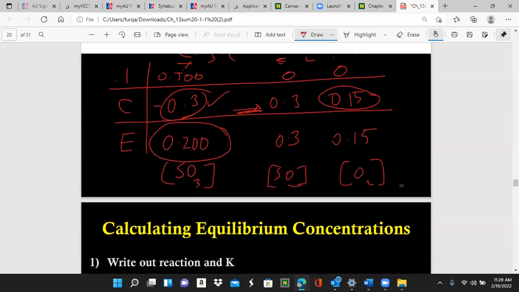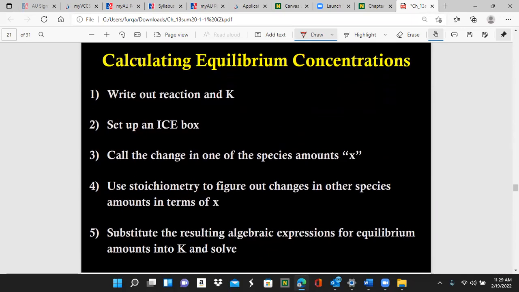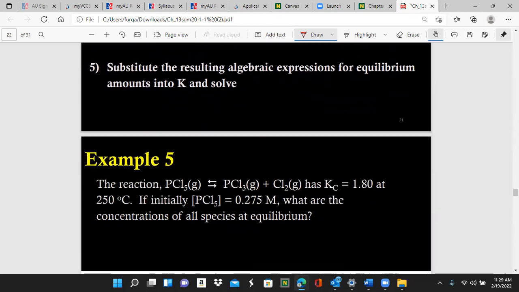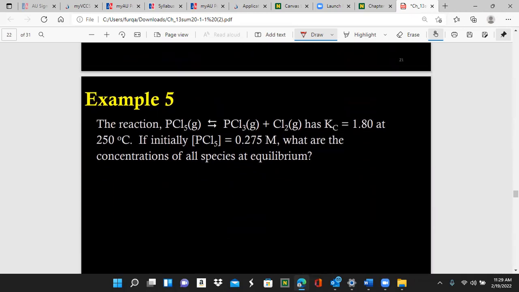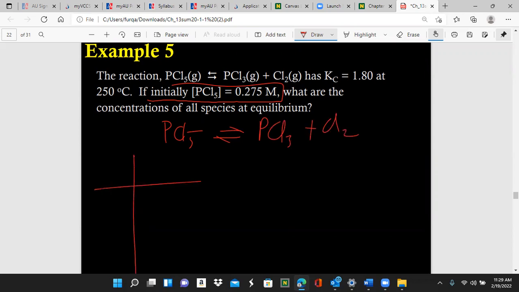Otherwise, there's a situation where none of the equilibrium concentrations are given to you. Then you will again go through the equilibrium charts, like the example here. Here it tells you that the initial concentration of PCl5 is given, but there is no equilibrium concentration given to you. So you have to go through the same stuff, the ICE chart. When I do the ICE chart for PCl5, and then PCl3 plus Cl2, I need to go through this.